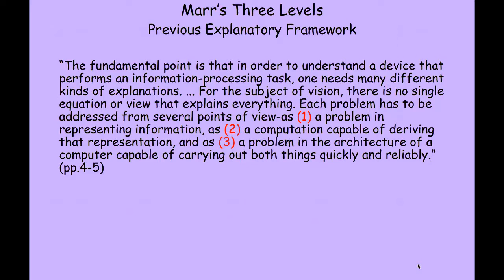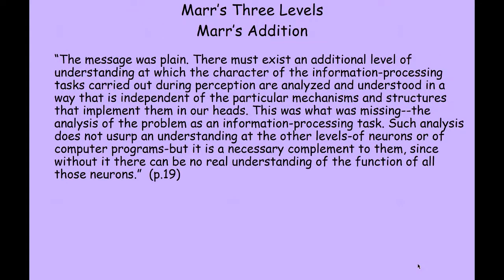In commenting on the previous strategy that he's trying to change, Marr says the following. The message was plain. There must exist an additional level of understanding at which the character of the information processing tasks carried out during perception are analyzed and understood in a way that is independent of the particular mechanisms and structures that implement them in our heads. This was what was missing, the analysis of the problem as an information processing task. Such an analysis does not usurp an understanding of the other levels of neurons or of computer programs, but it is a necessary complement to them, since without it, there can be no real understanding of the function of all those neurons.